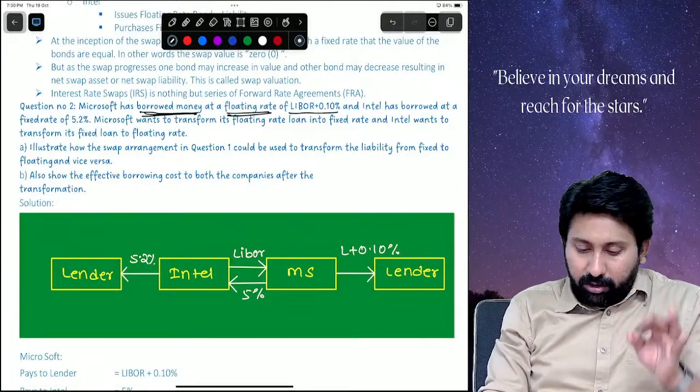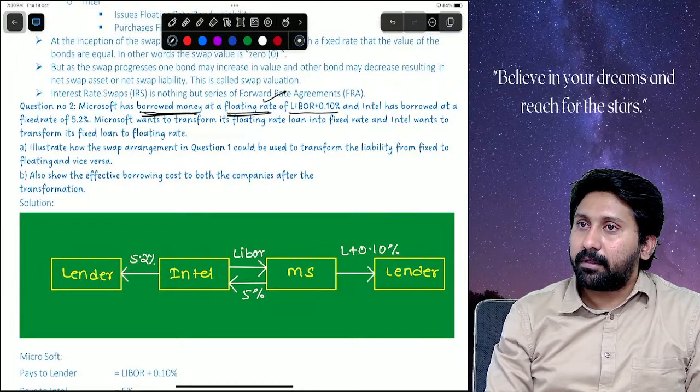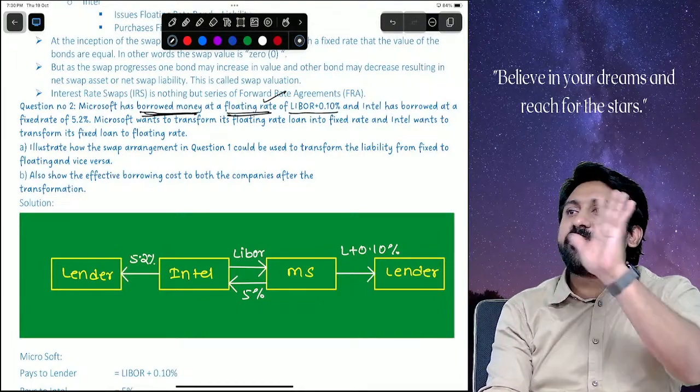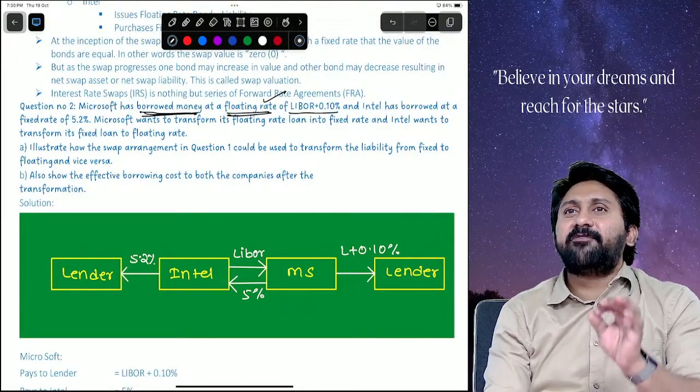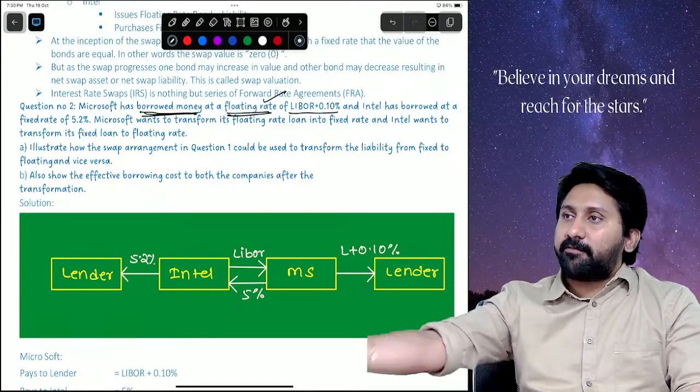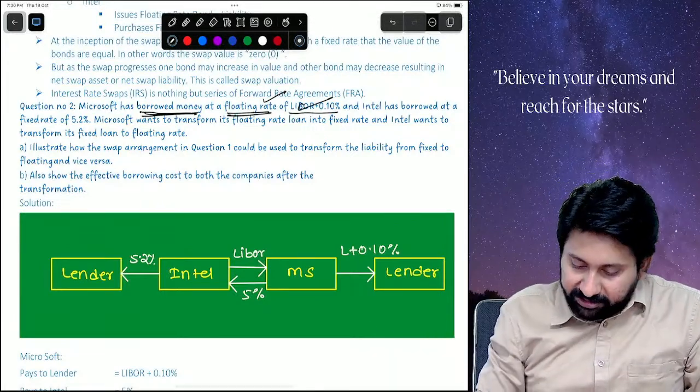Microsoft has borrowed at what rate? LIBOR plus 0.1%. Floating or fixed? LIBOR is changing or fixed? Changing. Therefore, LIBOR plus 0.1 is also changing. Okay, very good. First over.